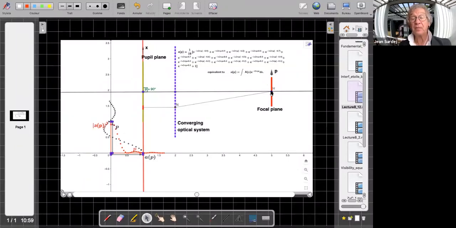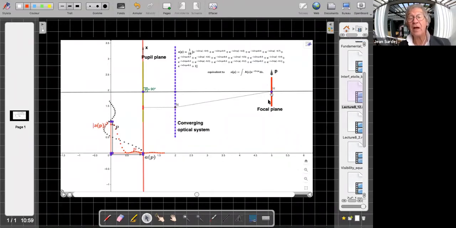And to get the response function of my instrument, which will be a red dot here at P equals 0, so the maximum intensity. Well, what I did was scanning the pupil plane, taking into account the 19 contributions from all these segments.